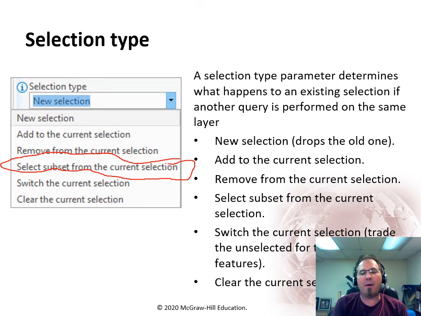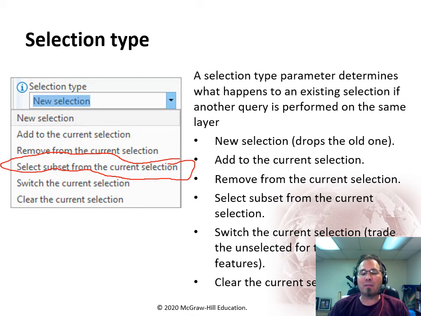I very rarely use the other ones. Those kind of equate to the Booleans and, or. They're very viable. They can be used, but typically what you're going to do is select a subset from the current selection. That's usually what you're going to do. Now, when you do this, again, it can be either, let's say I run an attribute query and I get back some selected features.